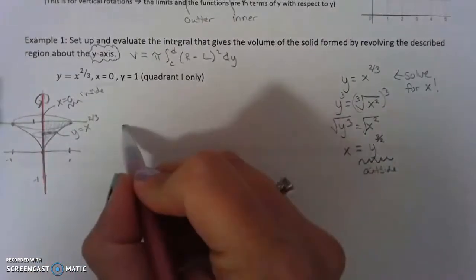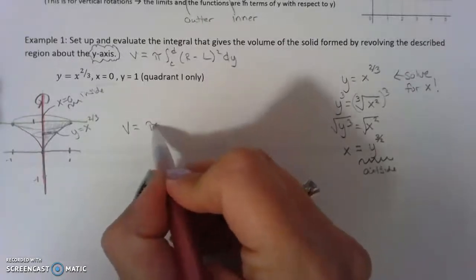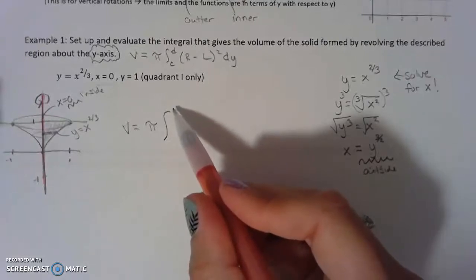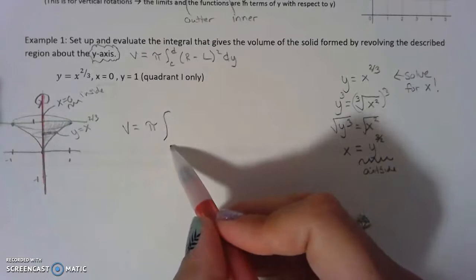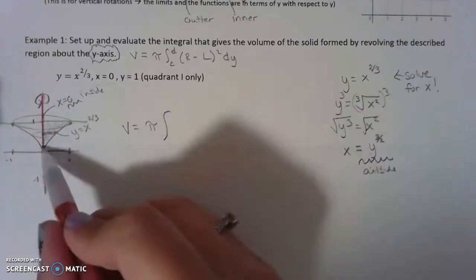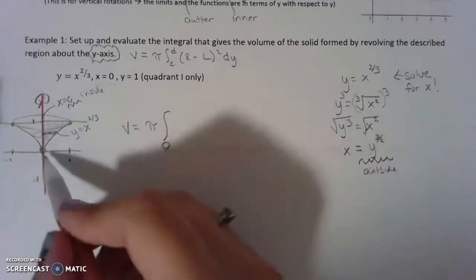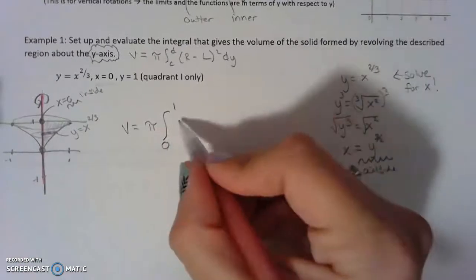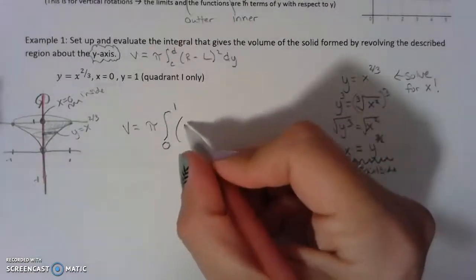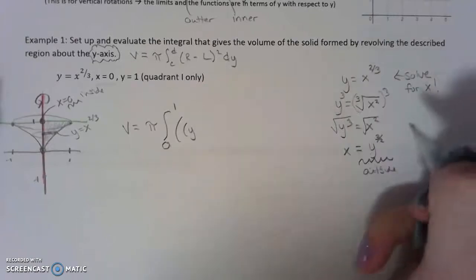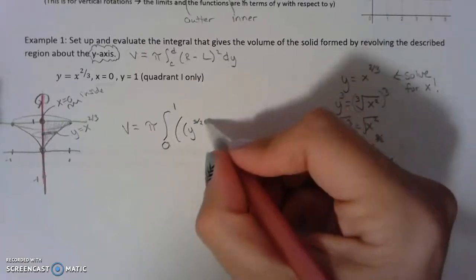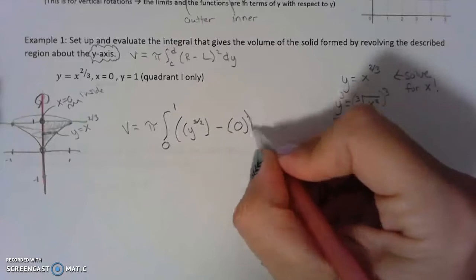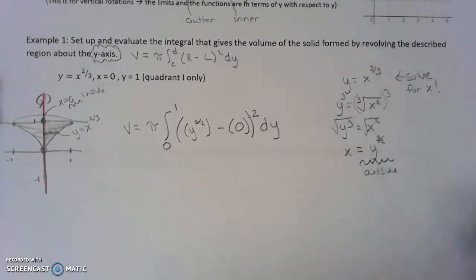Now we're just going to plug it in. So our volume is going to be pi times, and here's the next thing, these two numbers have to be in terms of y. That means I need my lowest y value to the highest y value. The lowest y value we're using is 0, and the highest is 1. Then our outside function is y to the 3/2, and our inside function is 0, and we're squaring that whole thing, in terms of y.